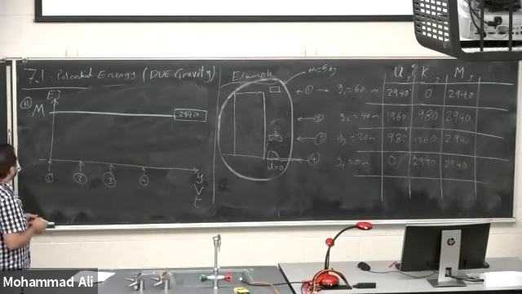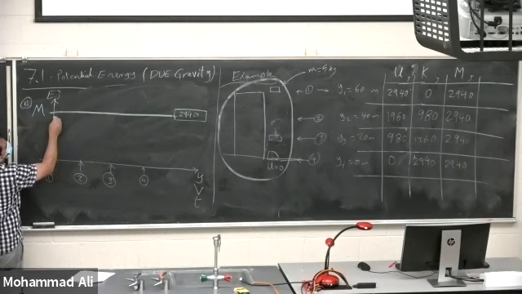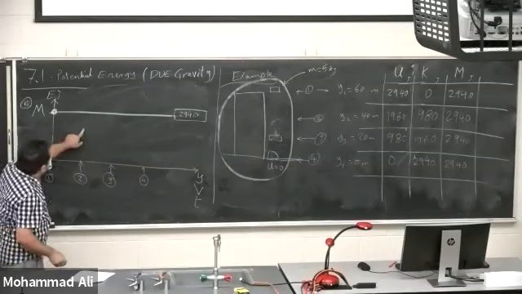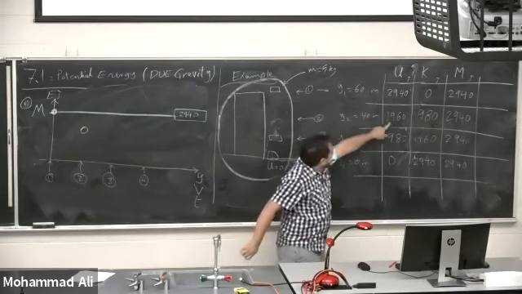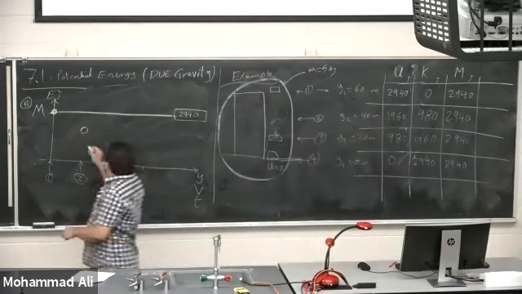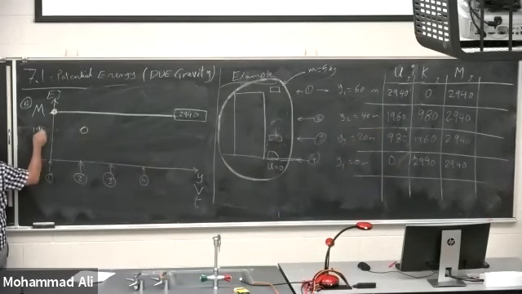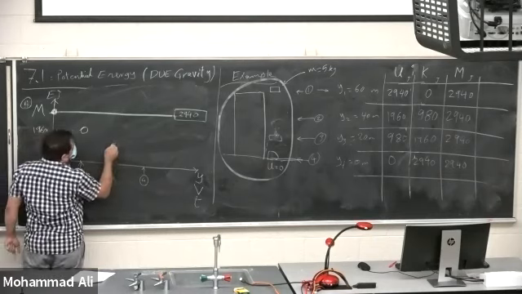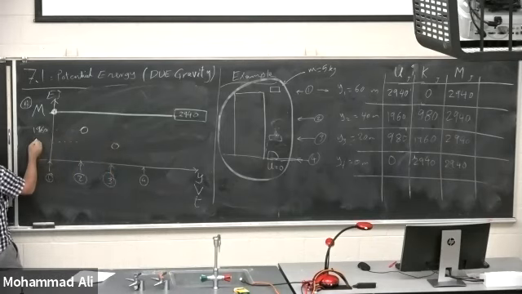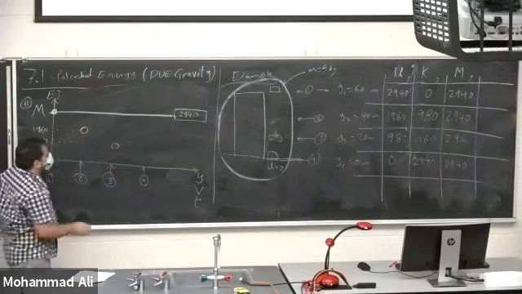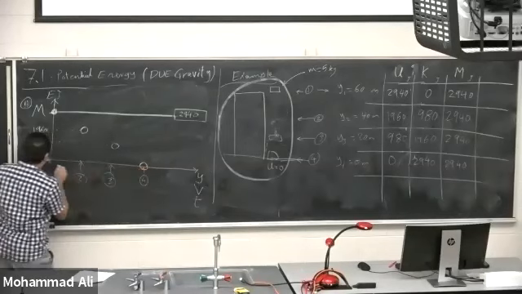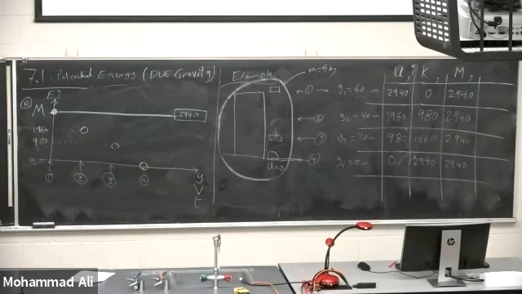Now we have the potential energy. At point number 1, the potential energy was maximum. Then at point number 2, the potential energy is 1960. At point number 3, the potential energy is 980. At point number 4, it is 0. What about the kinetic energy?